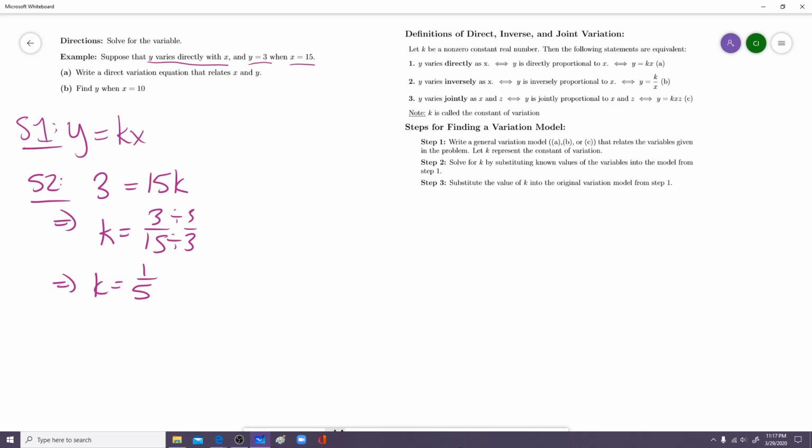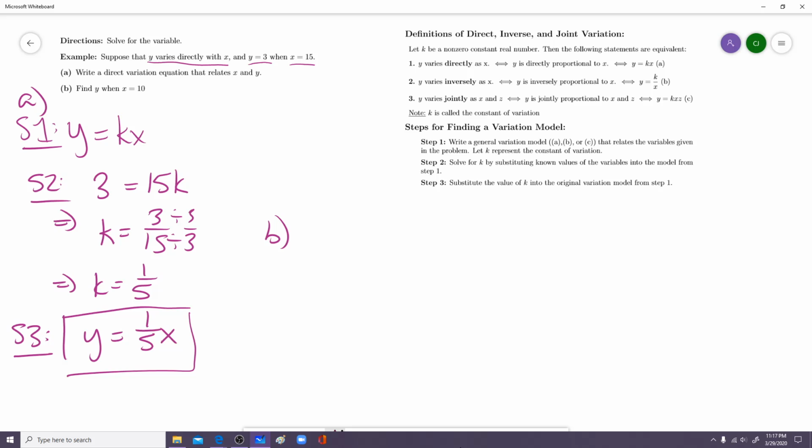So the very last step, we want to substitute the value of k into the original variation model from step 1. So step 3, we're just going to substitute k back into here. So y is equal to 1/5 x. And this is the direct variation equation that relates x and y. So this is the end of part A.